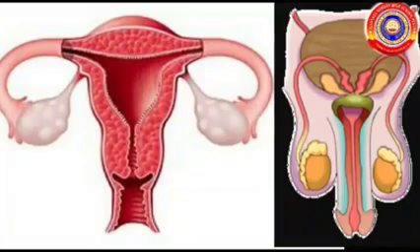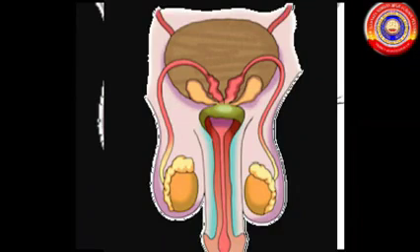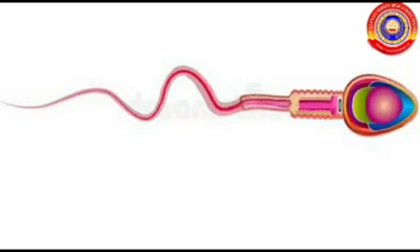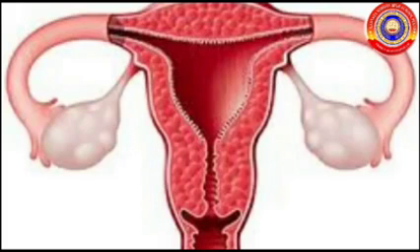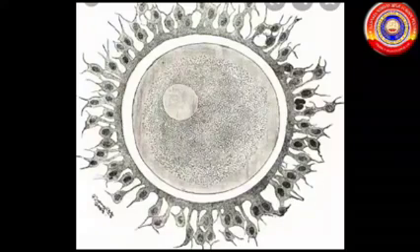Today we studied about the male reproductive system and female reproductive system in humans. The male reproductive system has 4 parts: vas deferens, prostate gland, penis, and testis. The sperm is the male gamete. Then second, the female reproductive system has 5 parts: ovary, fallopian tube, uterus, endometrium, and vagina. Ovum is the female gamete.